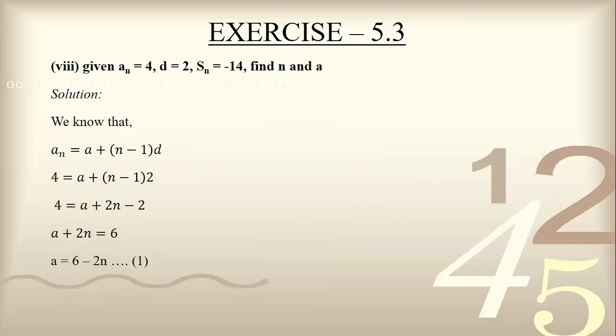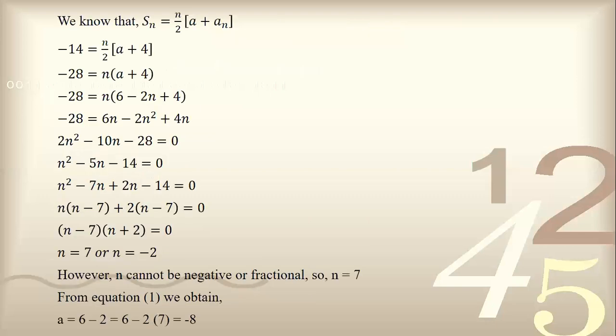Now the next one, an is 4, d is 2, Sn is minus 14. Find n and a. We know that an is a plus (n minus 1) into d. The value is going to be 4 equal to a, we have to find out, and also d is 2. So we form the equation a is equal to 6 minus 2n, which is equation number 1 for us.